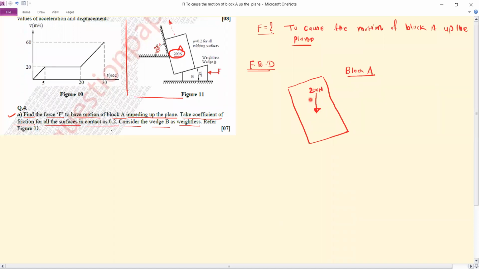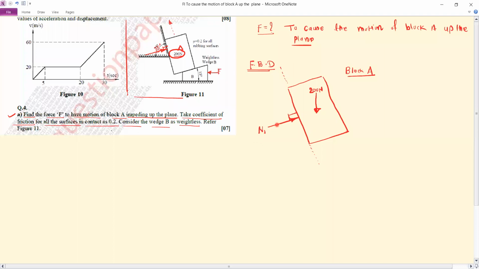Second force is the normal reaction. This block A is supported by this inclined wall, so this wall will offer the normal reaction. You can observe here, the normal reaction will be like this. This reaction will be exactly perpendicular to the contact surface, so we will show the normal reaction in this direction. Let us take this reaction as N1.